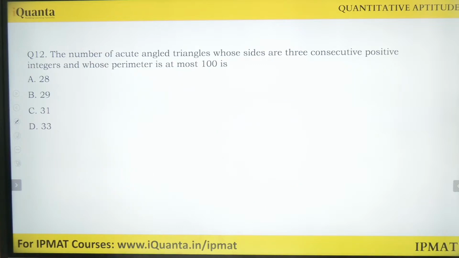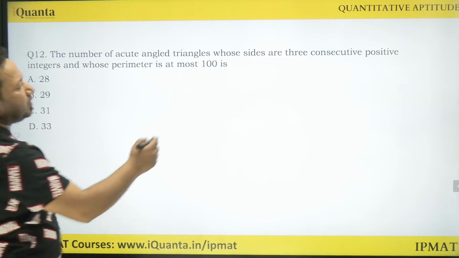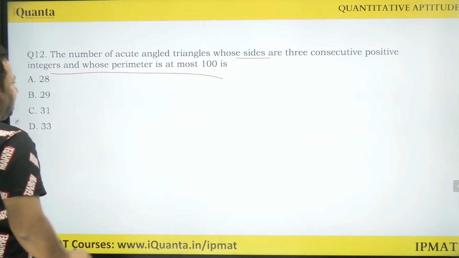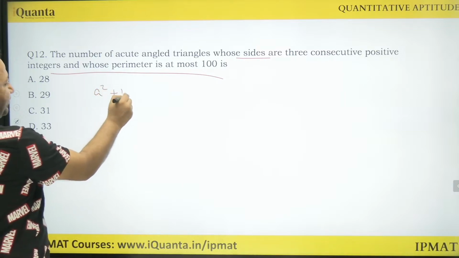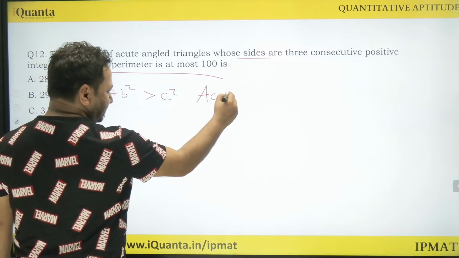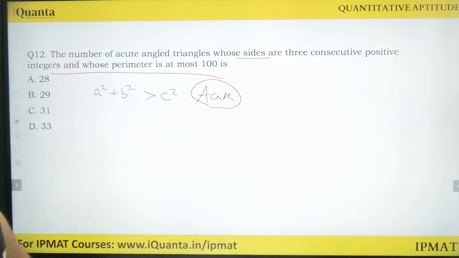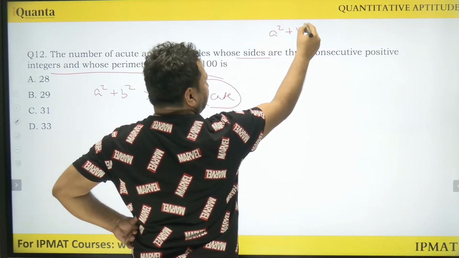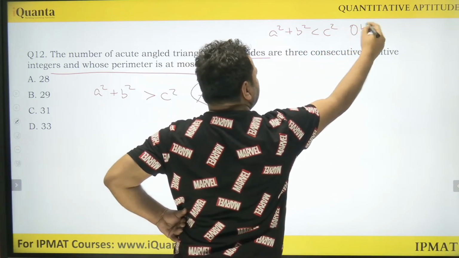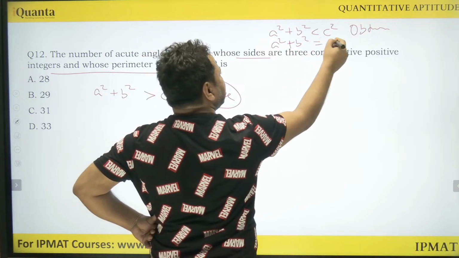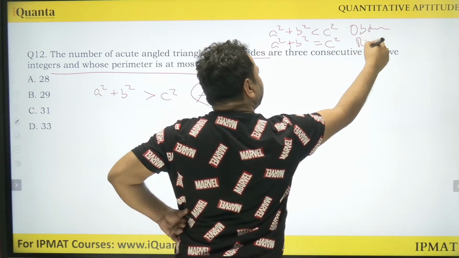Next. The number of acute angle triangles whose sides are 3 consecutive positive integers and whose perimeter is at most 100 is what? By the way, there's one thing you should know for acute angle triangles. Do you know this? Tell me in the comments. For acute angle triangles, the sum of squares of any two sides must be greater than the square of the third side. For obtuse, it should be less than. And for a right angle triangle, you know it's Pythagoras theorem, a square plus b square is equal to c square.